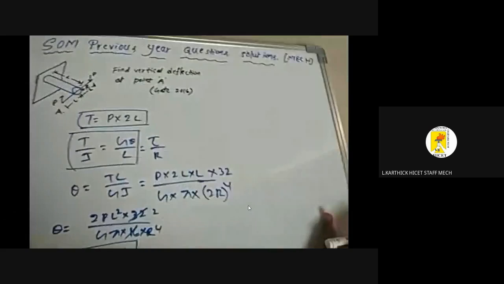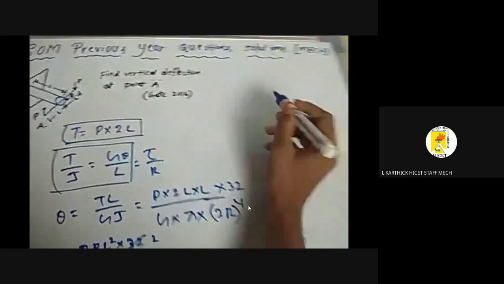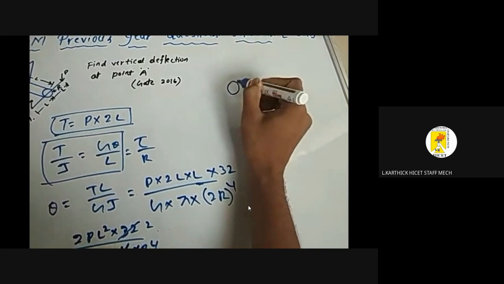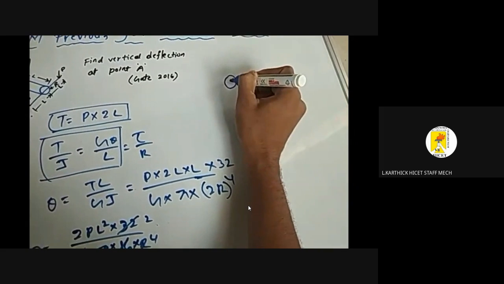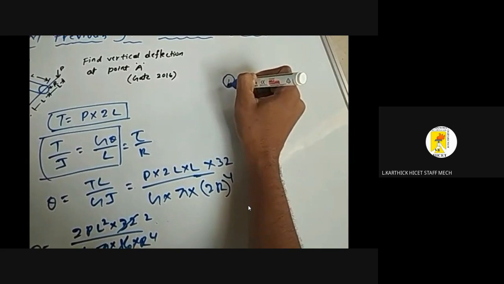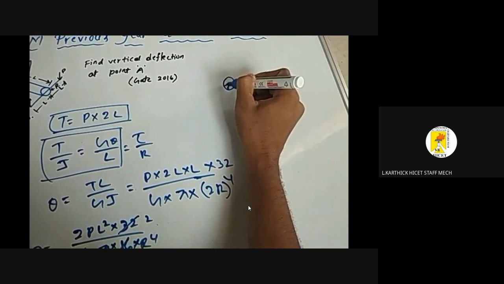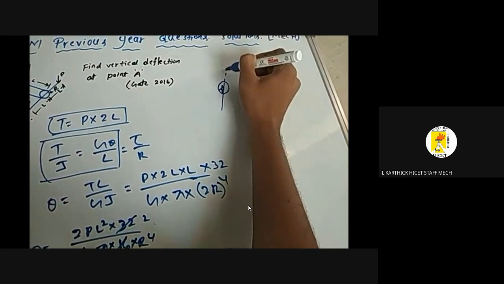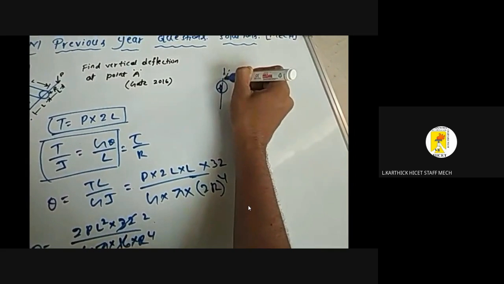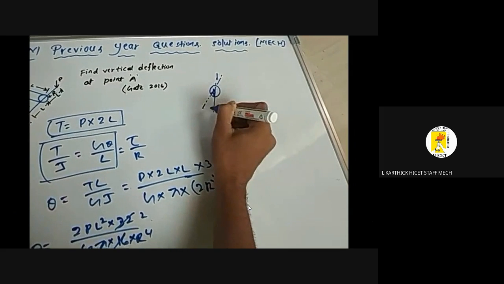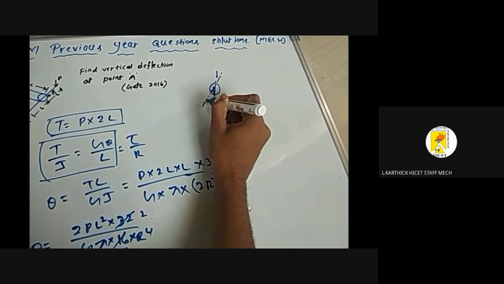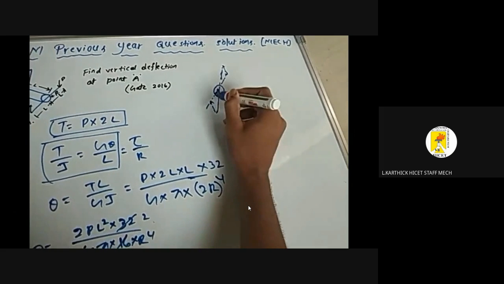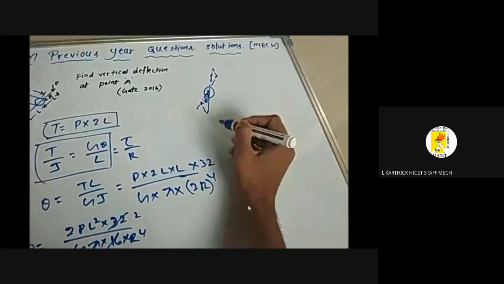Next, what happens here is the end of the shaft. The twist will happen like this. This is the point where the twist happens, and this is theta. Here the rod deviates or deforms from its original position. This deformation happens due to this twist. This deflection is called the vertical deflection, which we are going to find. This is theta.